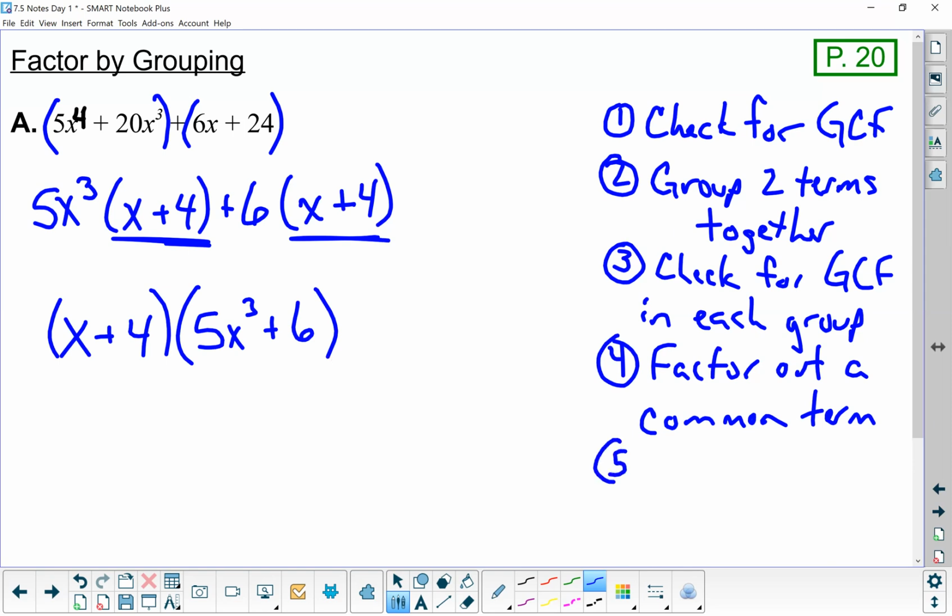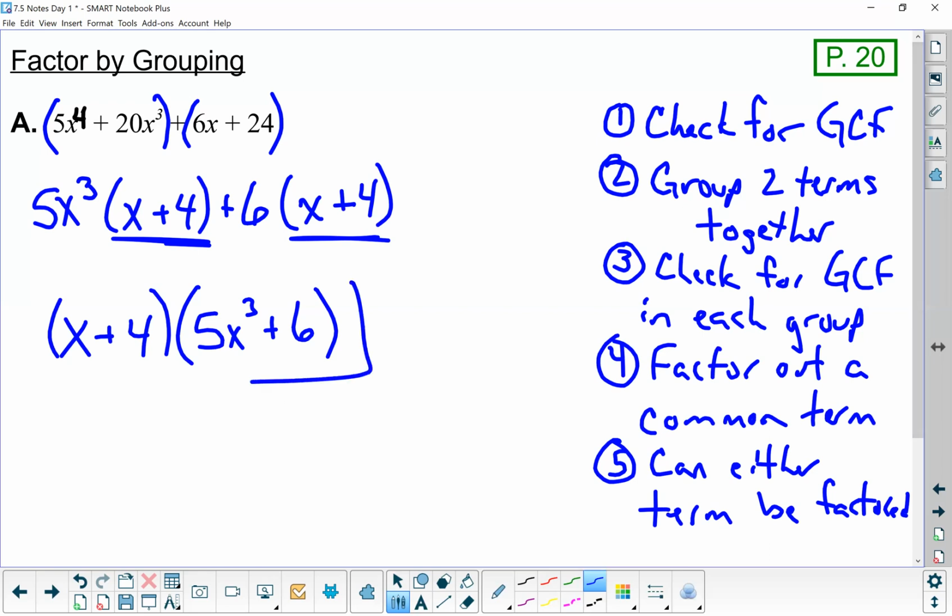And the last step, can either term be factored? The x plus 4 can't be factored, it's linear. The 5x cubed plus 6 also we cannot factor with any way that we know at this point. So that's our final answer.